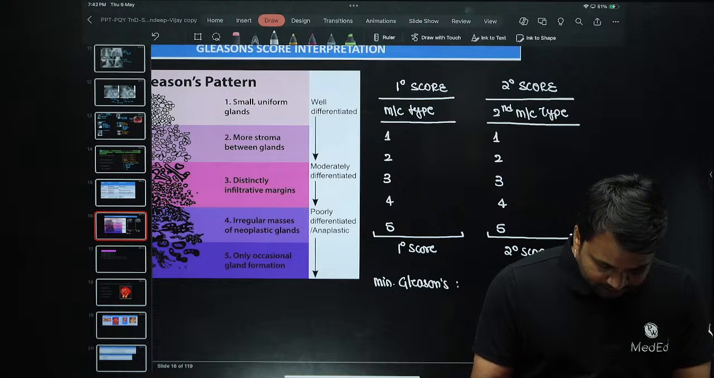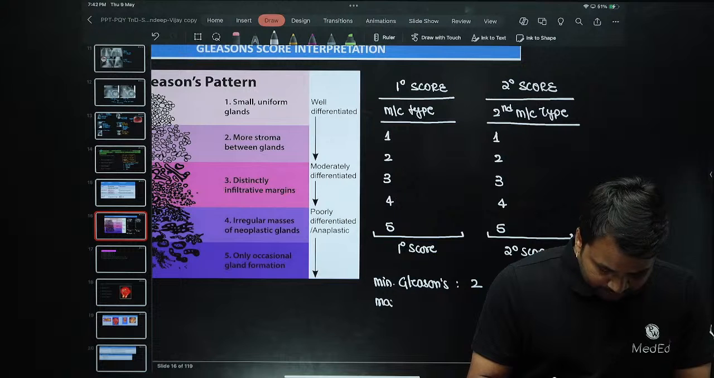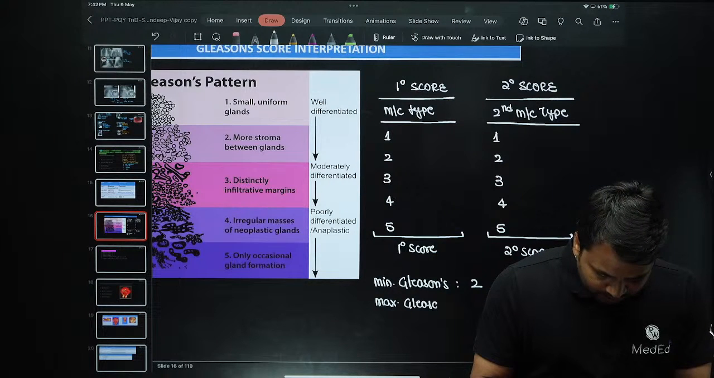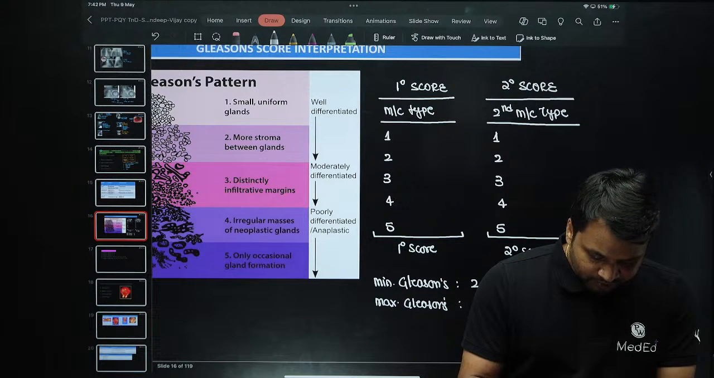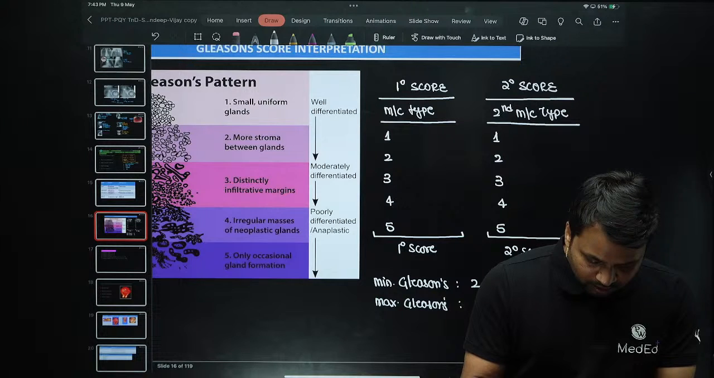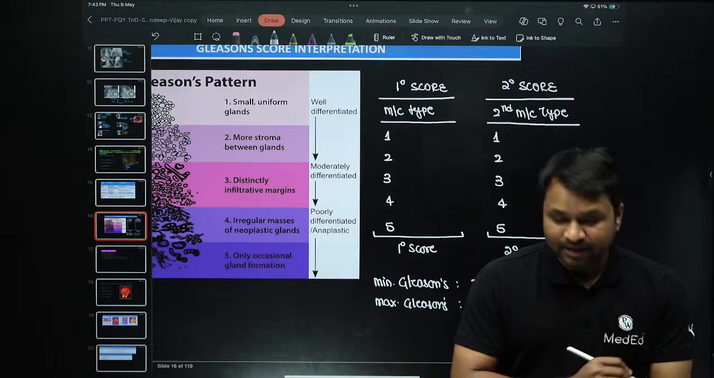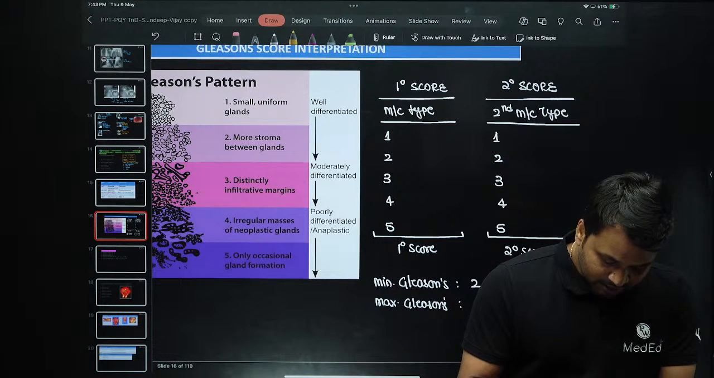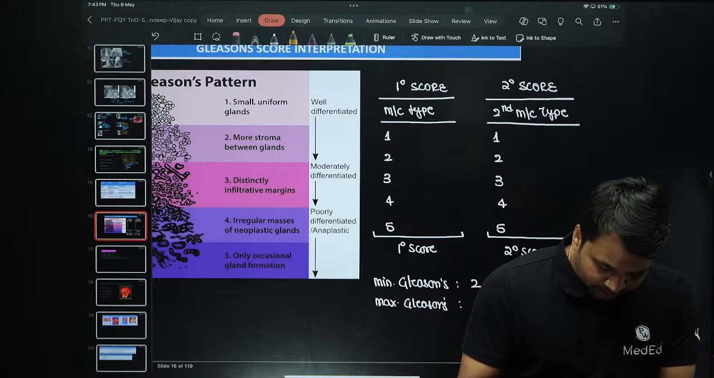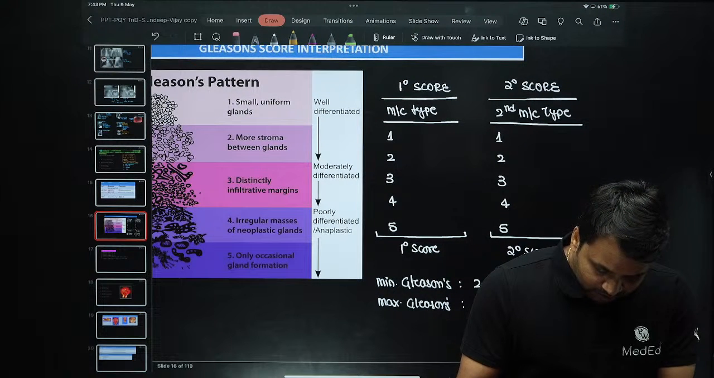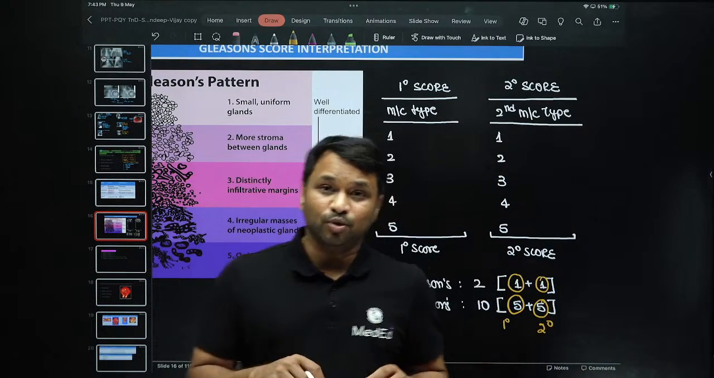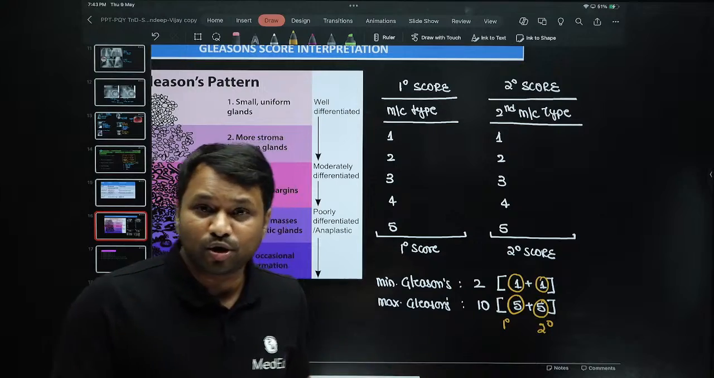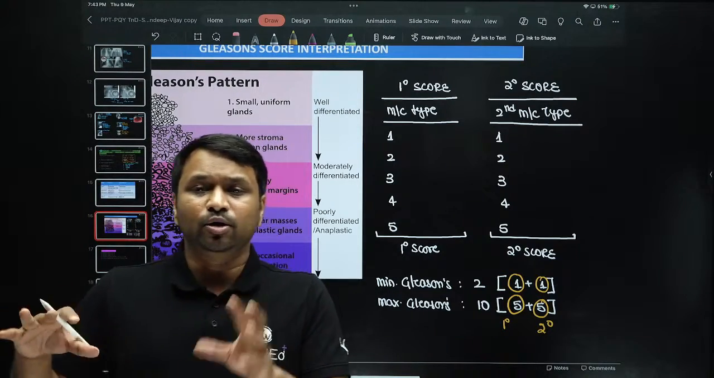the minimum Gleason's that you can have is 2, and the maximum Gleason's that you can have is 10. But I will not write them as a whole number. I will write 2 as 1 plus 1, or I will write 10 as 5 plus 5. Now, why I am writing this way is, whichever number you write first indicates the primary score, and whichever number you write next is called the secondary score, because the prognosis depends upon the primary score. Higher primary score indicates poor prognosis, and a lower secondary score.